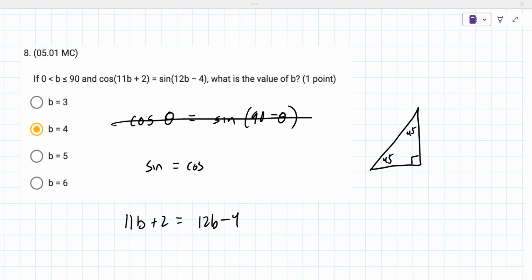I got b equals 6. Okay, that is correct.